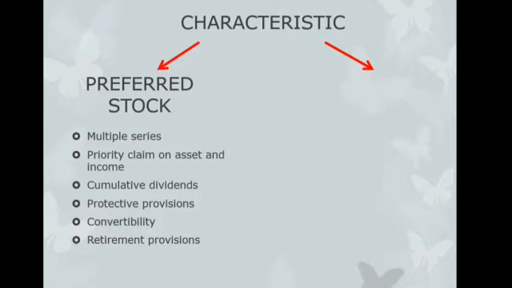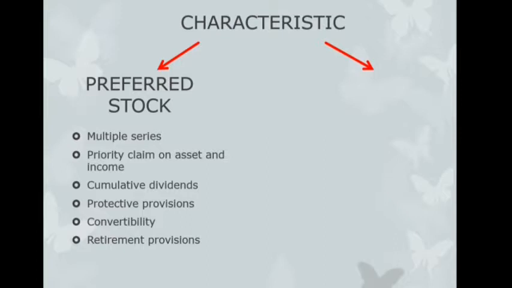Call provision entitles the corporation to repurchase its stock at a stated price over a given time period. Sinking fund provision requires the firm to set aside an amount of money for the retirement of its preferred stock.